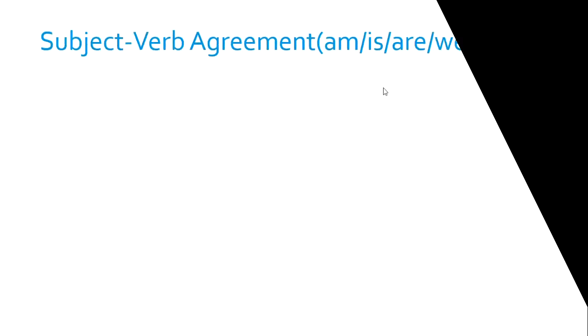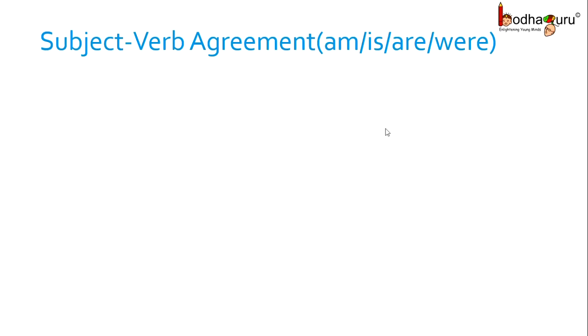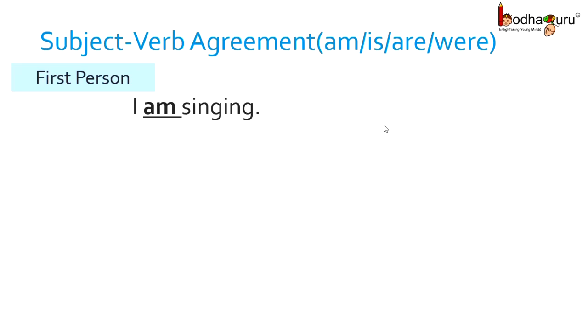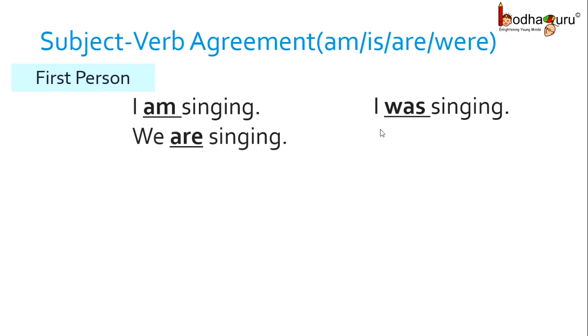Now, when to use am, is, are or was? If we talk about first person, then it is I in singular form and we in plural form. I am singing. So we see that with I we have to use am when the sentence is in present tense. I was singing. We use was with I when the sentence is in past tense. We are singing. As we is plural, we use the plural form of to be, which is are. We were singing. So we use were with we in past tense.